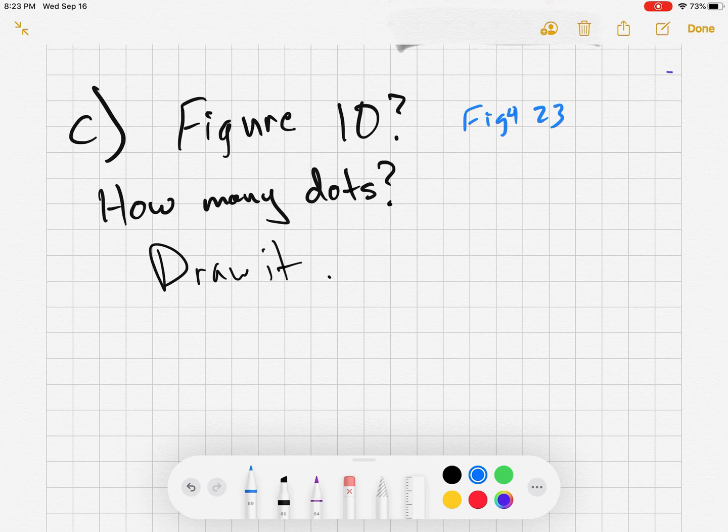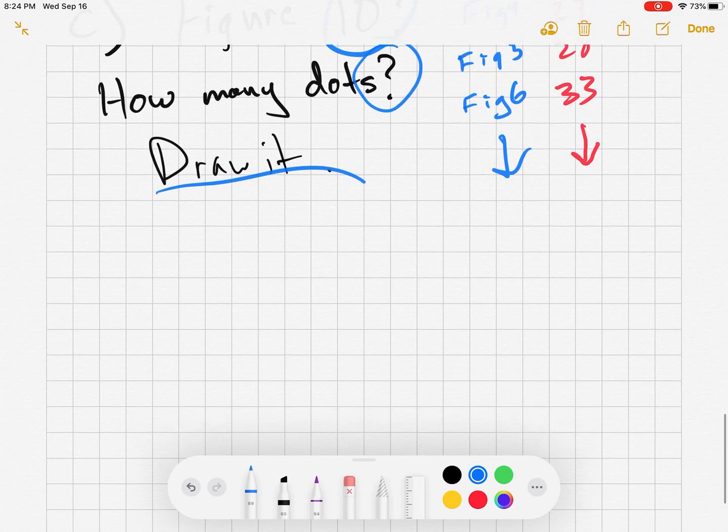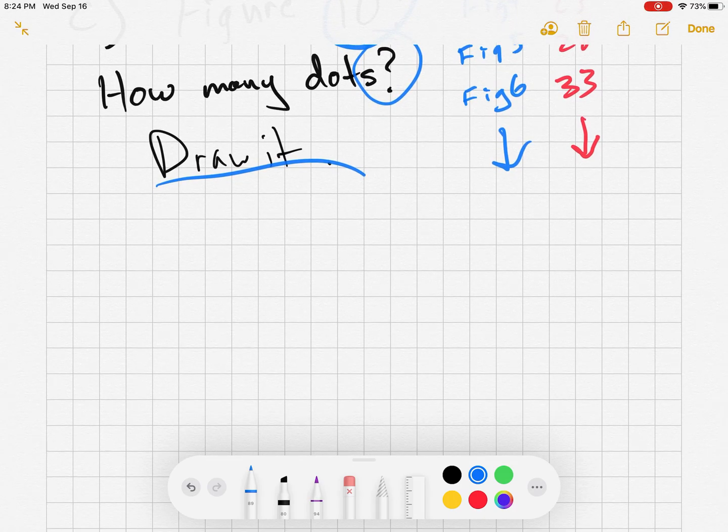Let me change colors here so it's a little less confusing. And let's do figure 5, figure 6, and what do we got? Figure 4 had 23, figure 5 had 28, figure 6 is going to have 33, and what I'm going to have you do is finish so that you can figure out figure 10. So I'm not going to do it for you. You keep continuing until you get to figure 10. How many dots is that, right? When you're done, draw it. That's all for today. That's all you need to do for your at-home work.